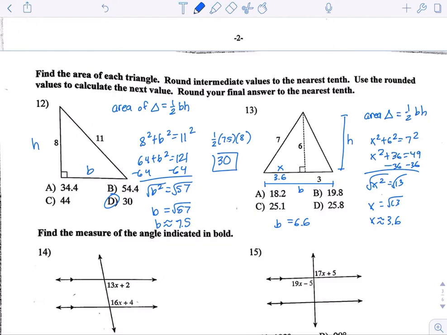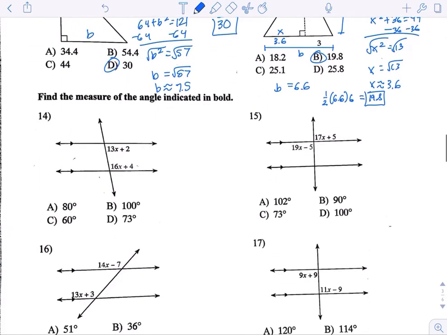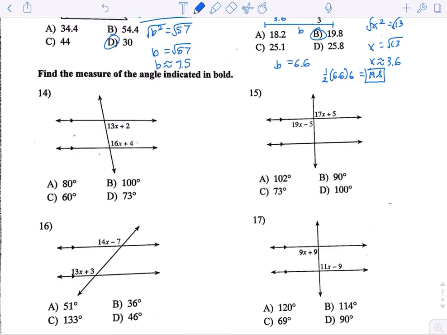So let's use the area of the triangle. 1/2 the base, which is 6.6, 3.6 plus 3, right? Times the height, which is 6. And this is going to simplify to, as you guys do in your calculator, 19.8, which is B. Okay, 14.